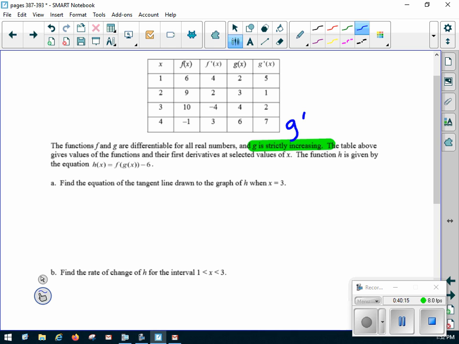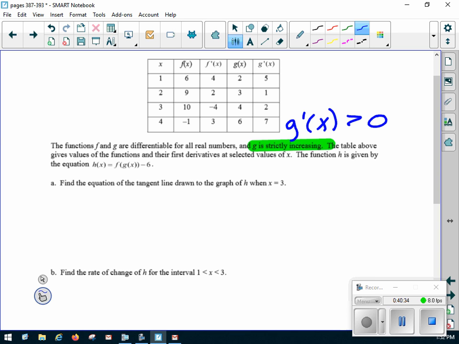So, you might want to keep that in the back of your mind. That tells me that the derivative is always positive. And as Mason said, Rolle's is not going to apply. There's no way. The table above gives values of the functions and their first derivatives at select values of x.